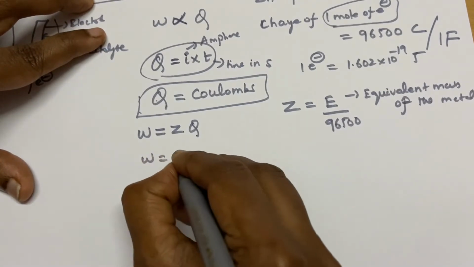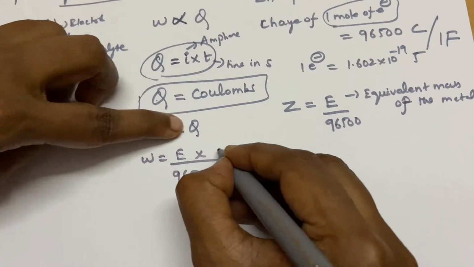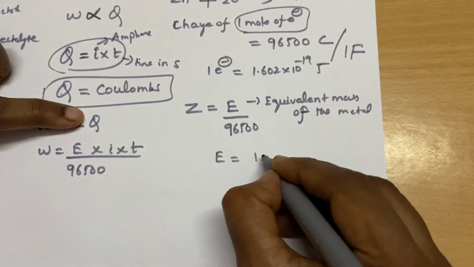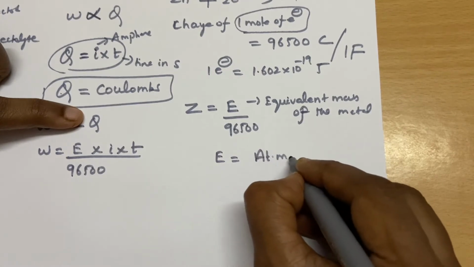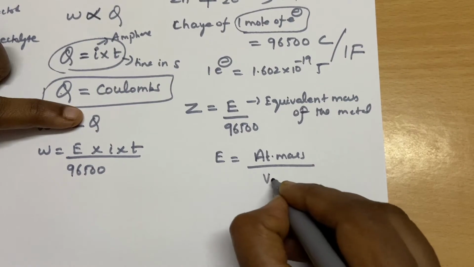So these are very important. Go stepwise, it will be very easy. Q is equal to I into T. So what is equivalent mass? How will you obtain that? It is atomic mass or molecular mass divided by valence factor.